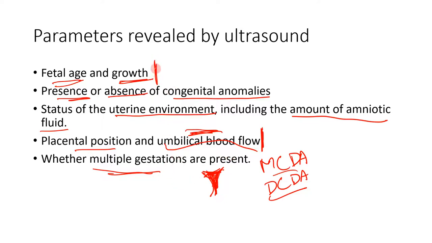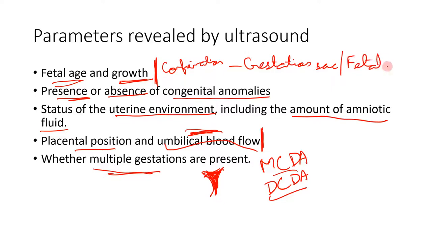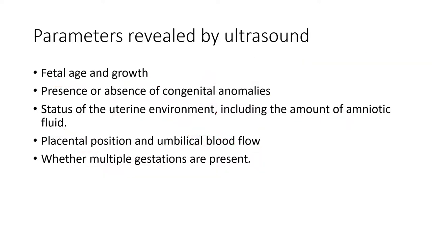In fetal age and growth, I will also add one more thing. Confirmation of pregnancy can also be done. In ultrasound, identification of the gestational sac. That is also a very important purpose of ultrasound. This is obviously done in the first trimester. In the first trimester, you can confirm pregnancy by identifying gestational sac, by identifying the fetal pole. This is called fetal pole. Also identifying fetal heartbeat, the cardiac activity of the fetus. These are all definite signs of pregnancy. You will learn all this later. These are all things you will learn in final year. So these are some things that you can write in ultrasound.